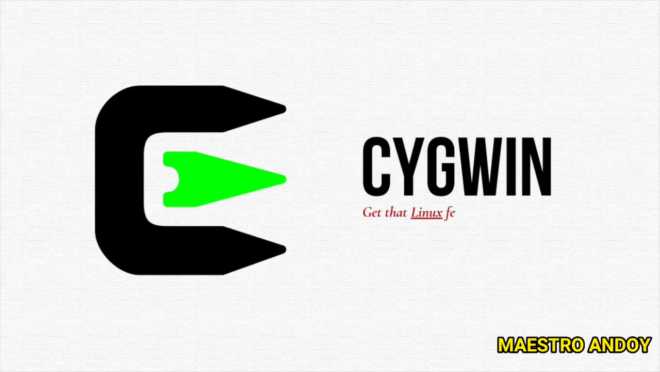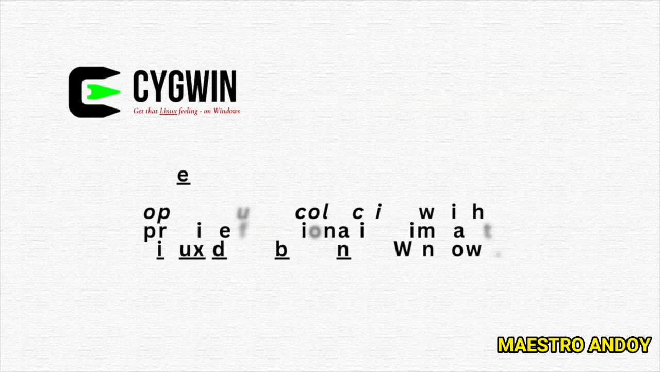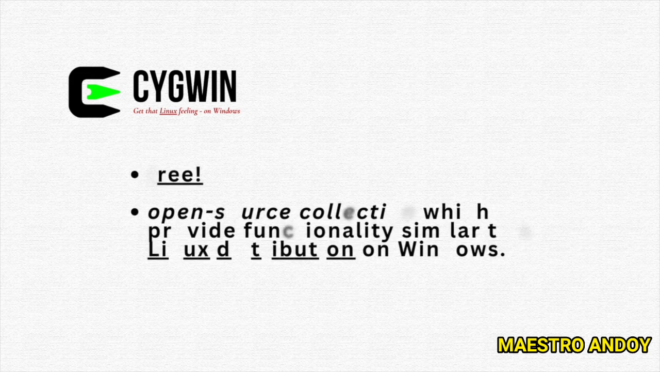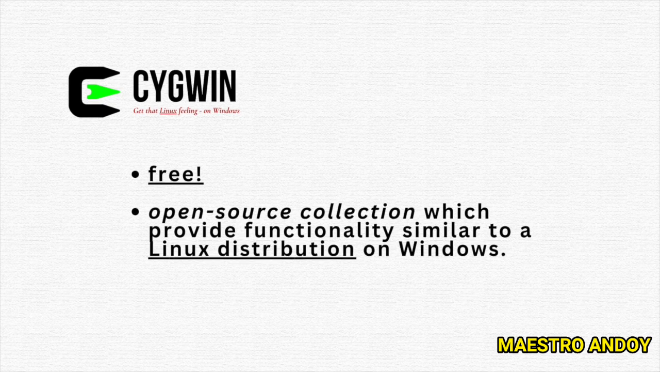In this video, you will see the process of installation of CYGWIN software on our Windows operating system. Before that, let's understand what CYGWIN is. CYGWIN is a free, open-source collection of Unix-like environment and a command line interface for Microsoft Windows.